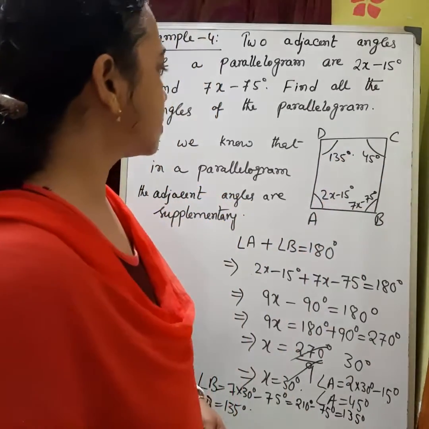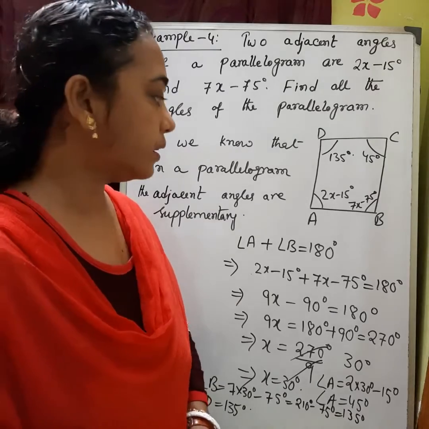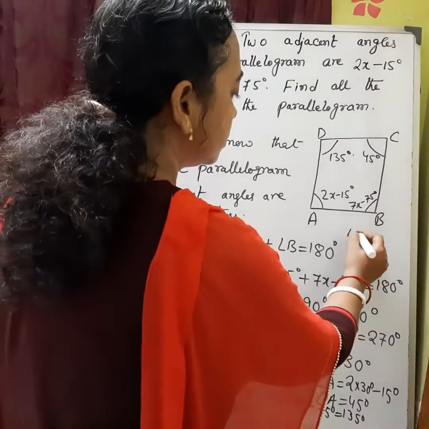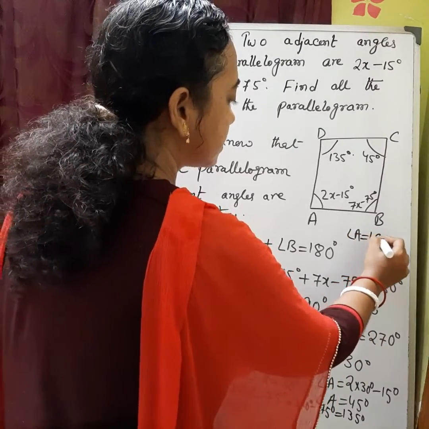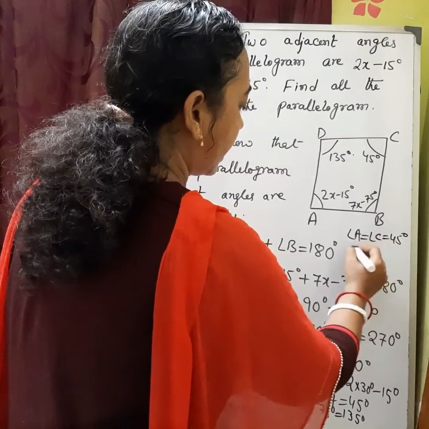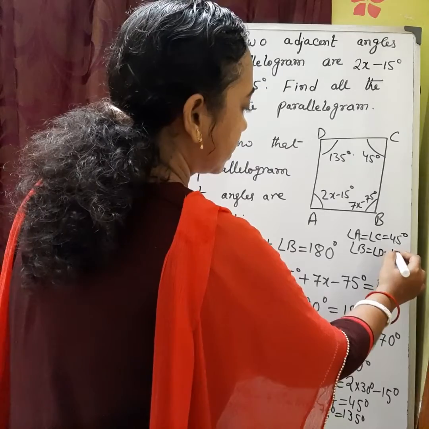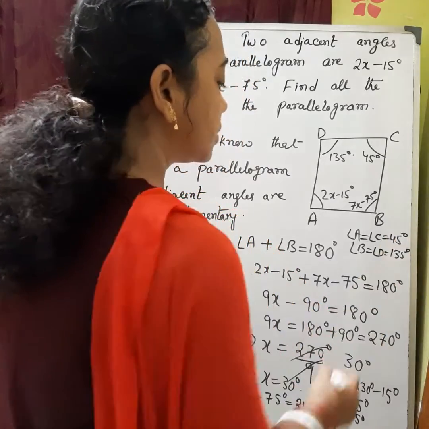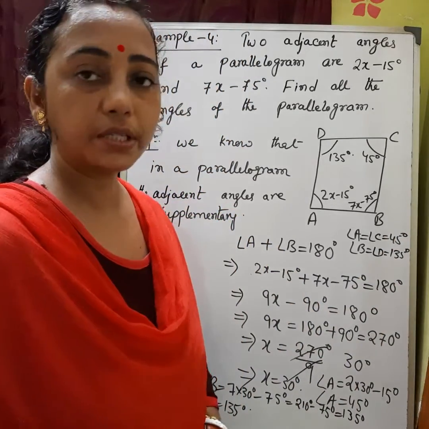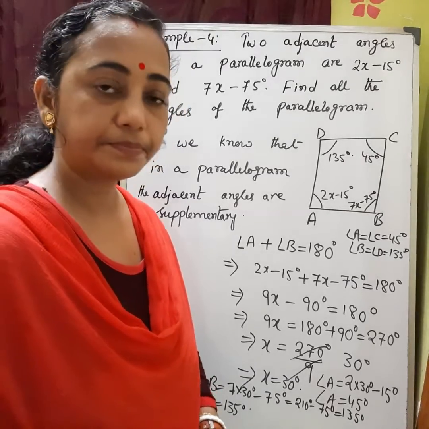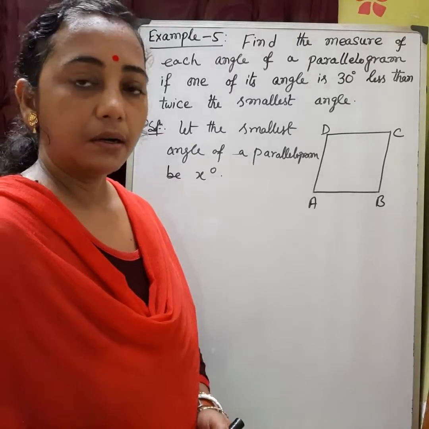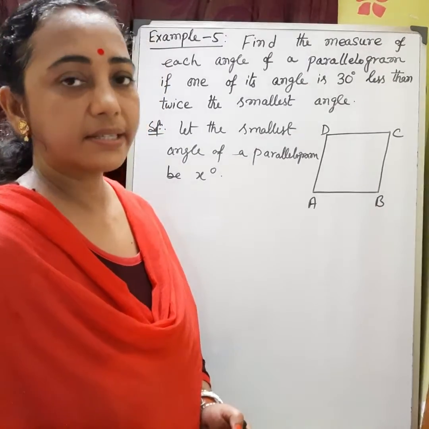So therefore the measures of the four angles are: angle A is equal to angle C is equal to 45 degree, and angle B is equal to angle D is equal to 135 degree. And if we check, then their sum will always be 180 degree. Now let us do another example.